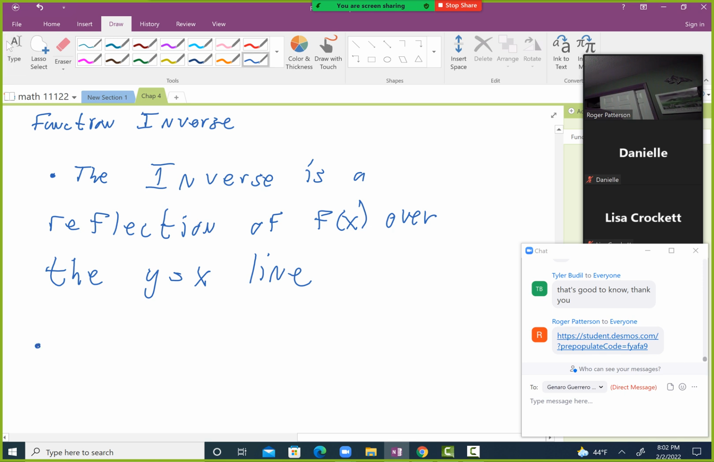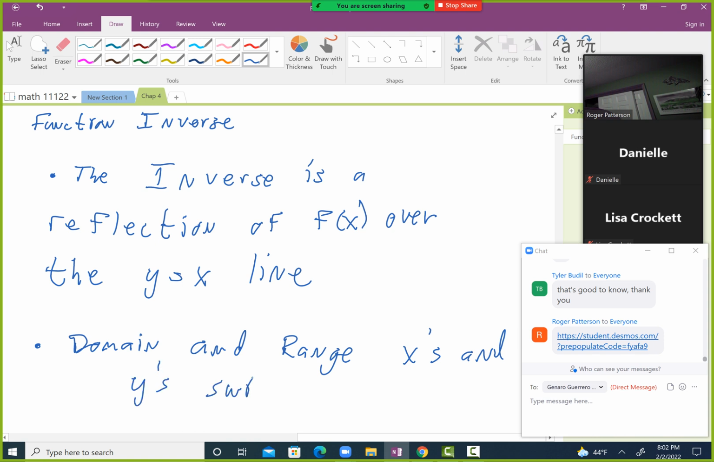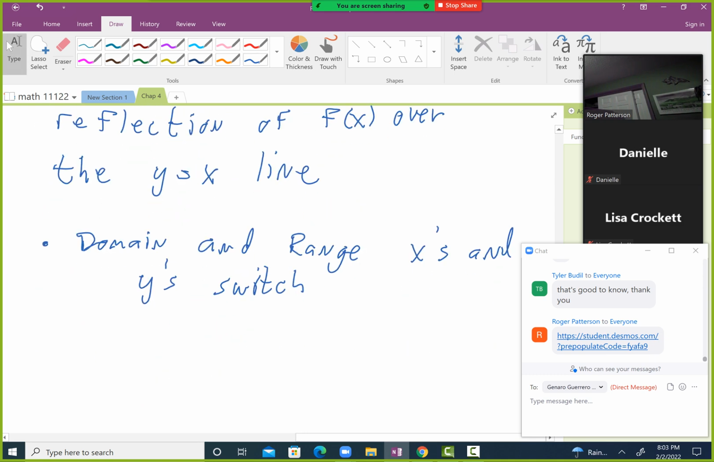The second important idea is that the x's and the y's switch. So what we say there is that the domain and the range switch, x's and y's switch. The domain and the range switch, and the x's and the y's switch. So they switch.